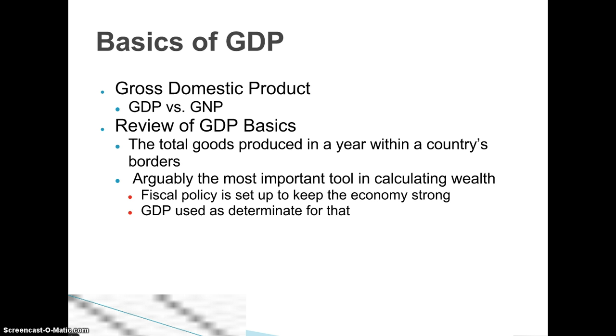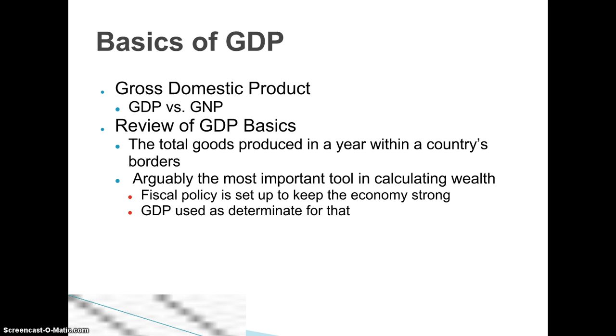All right, here we go. Just going to look at the basics quick. GDP versus GNP. GDP is going to be gross domestic product, as I said, and it's going to take all the wealth that's created within a country's borders within a year. If you look at that compared to gross national product, or GNP, that's all the wealth that's created by a nation's companies within a year.